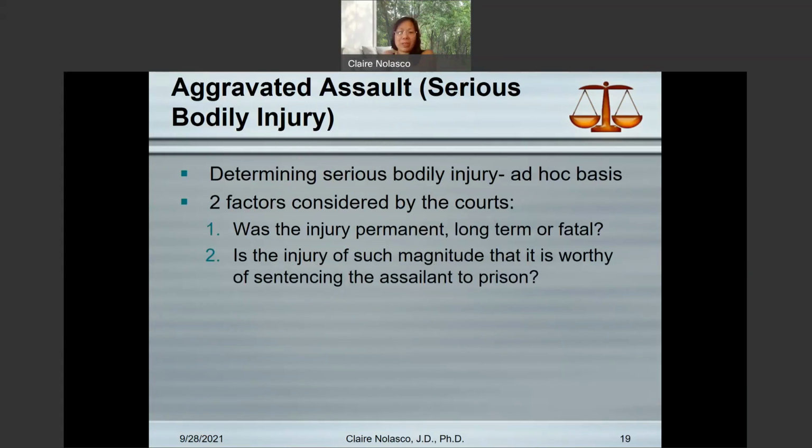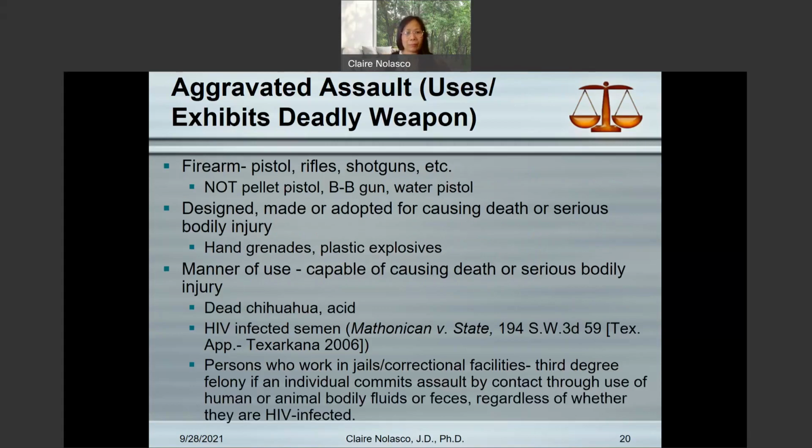Determining serious bodily injury occurs on an ad hoc basis. There are two factors considered by the courts. Was the injury permanent, long-term, or fatal? If yes, it would be serious bodily injury. Is the injury of such magnitude that it is worthy of sentencing the assailant to prison? If yes, then it would be serious bodily injury.